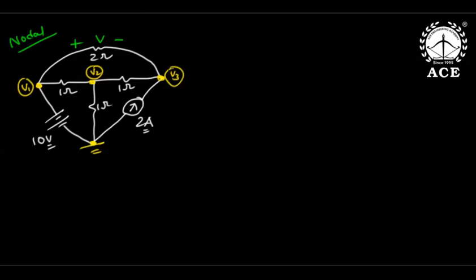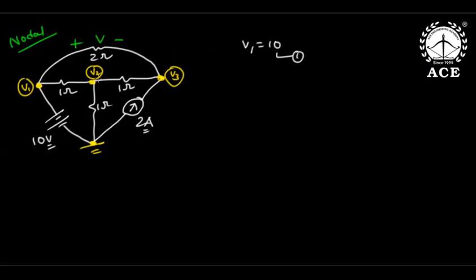So V is the voltage across the 2 ohm branch, but this branch is connected between V1 and V3. Because this is more positive than this, V is V1 minus V3. Now in nodal, we should write KCL. But lucky that V1 is directly subjected to 10 volts with respect to ground. So V1 is 10.